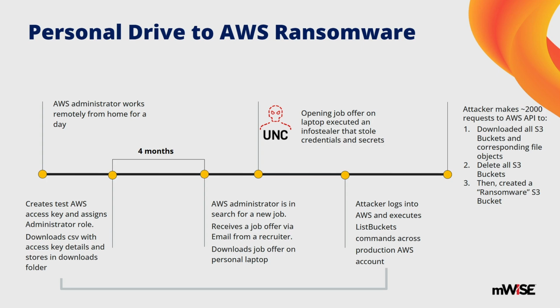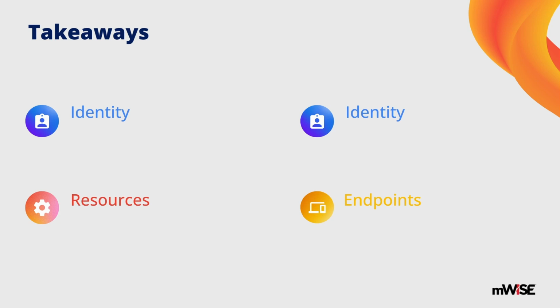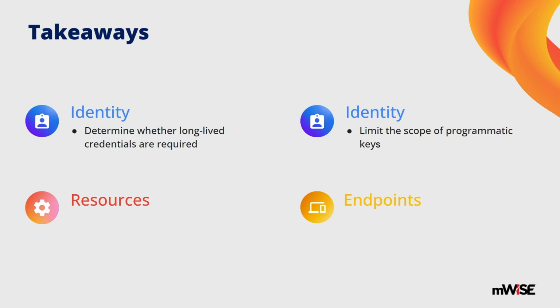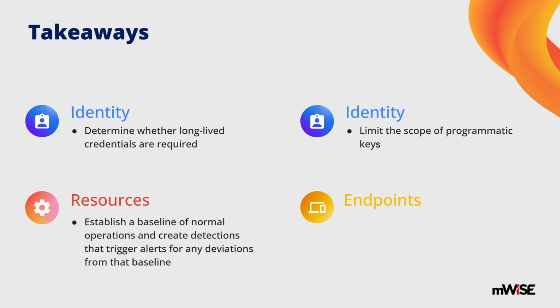We'll go over some tactical takeaways to understand how we can better protect against these types of incidents. At the identity level, identify where long-lived credentials are used and restrict their access. The bare minimum is not assigning them default roles in the cloud. At the resource level, establish a baseline of operations to understand how many API calls and commands are expected in the environment and set up detections to alert on any deviation from these standards. And then lastly, at the endpoint level, the bare minimum is restricting administrative access to managed, controlled, and monitored endpoints.